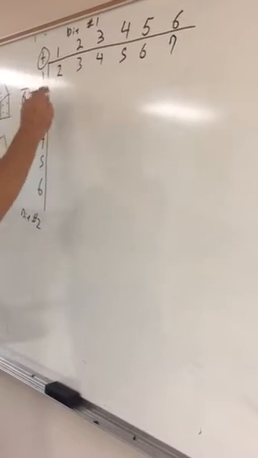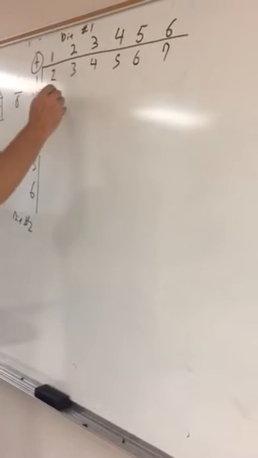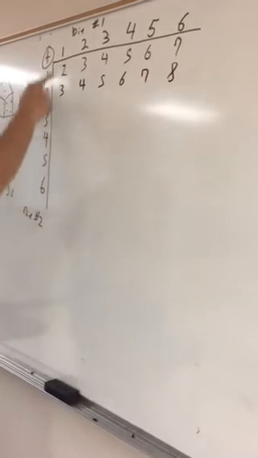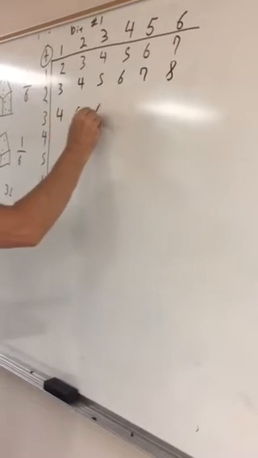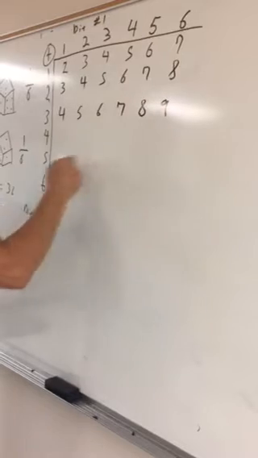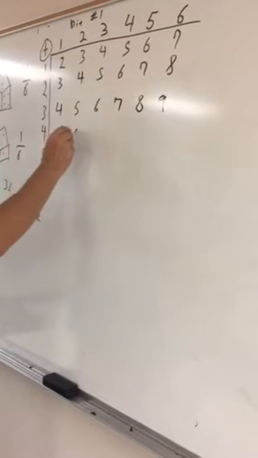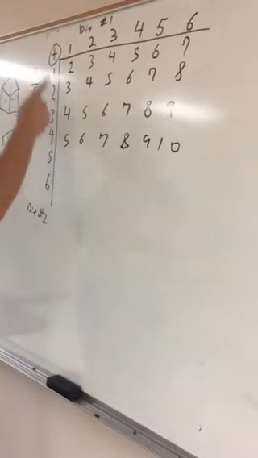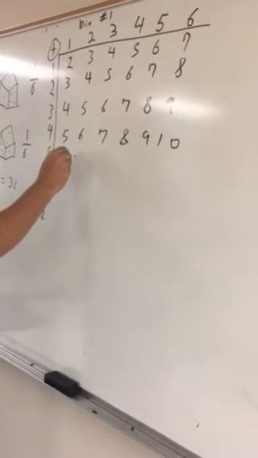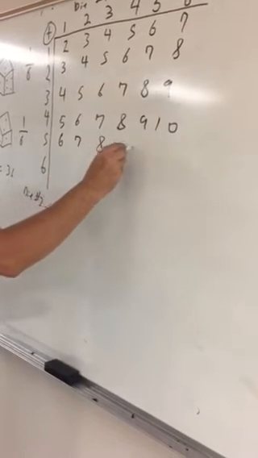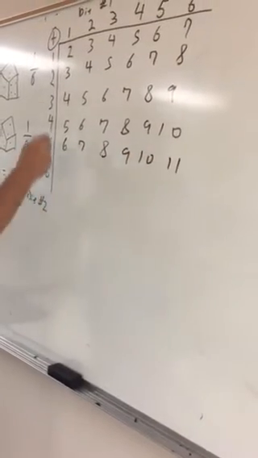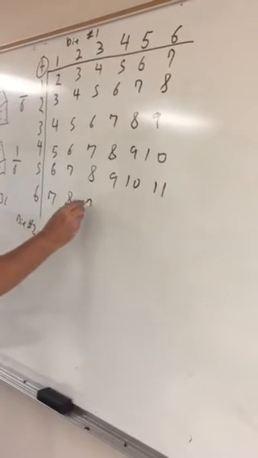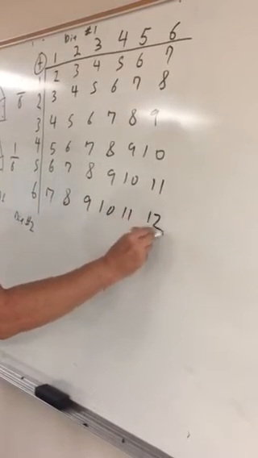Now if I take 2 plus 1, it's 3, 4, 5, 6, 7, 8. 3 plus 1 is 4, 5, 6, 7, 8, 9. 4 plus 1 is 5, 6, 7, 8, 9, 10. 5 plus 1 is 6, plus 2 is 7, 8, 9, 10, 11. 6 plus 1 is 7, 6 plus 2 is 8, 9, 10, 11, and 12.